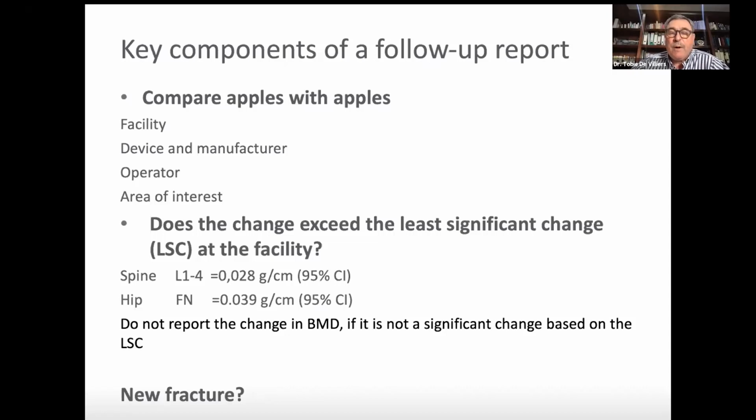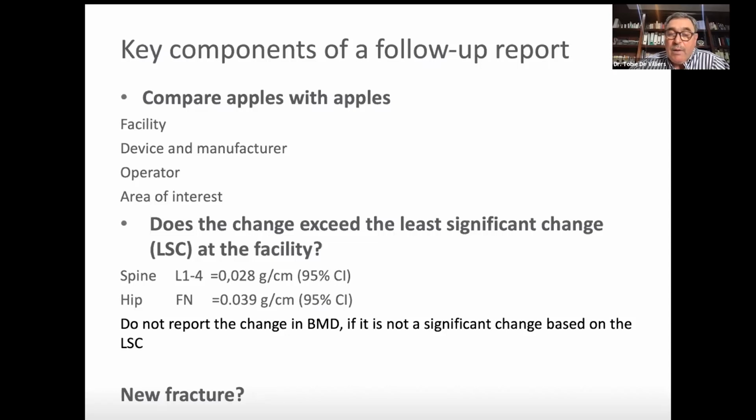And then the very important part: when is the change significant? So we have to remember that these machines have a problem in precision. If the same operator measures the same patient a couple of times a day, there will be a certain variance in what she will find. So in order to be significant, a change has to be outside of that which can normally happen. And it also has to be in line with the expectation on the treatment.